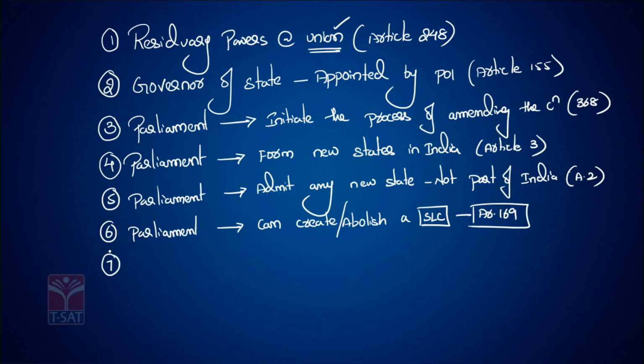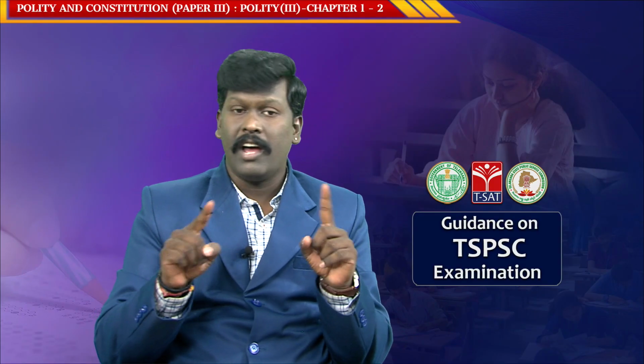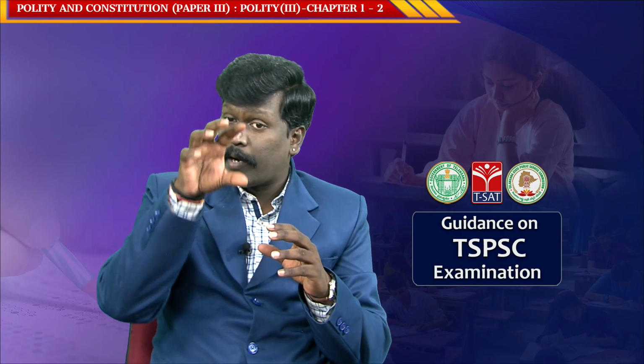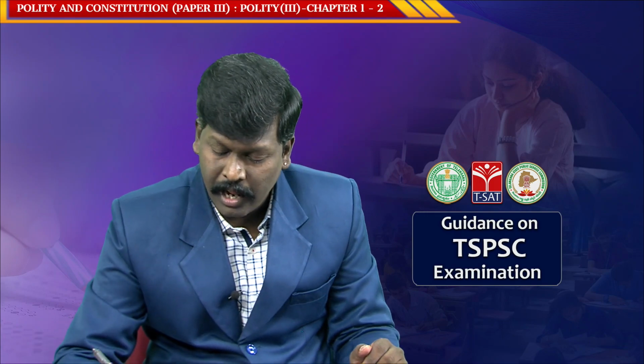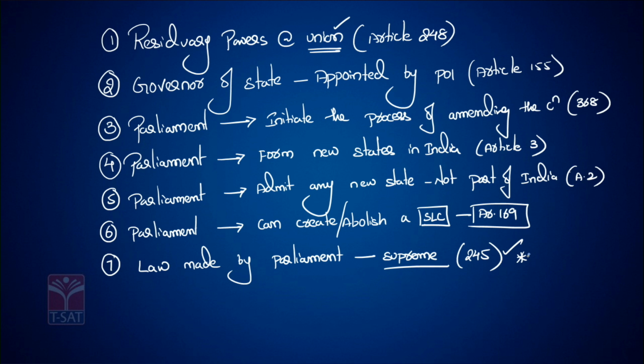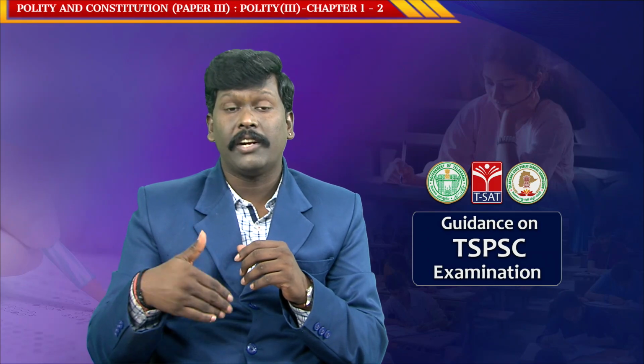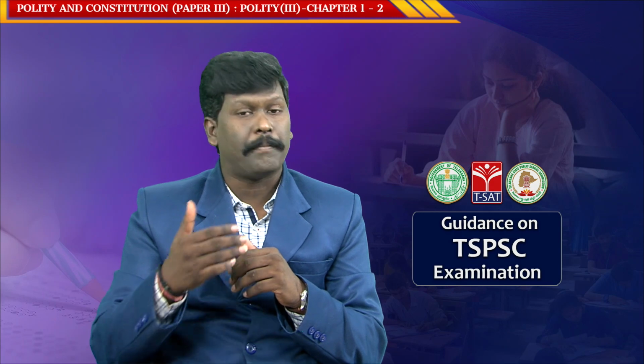Point number 7. Now, this is important again. For example, a law made by the Parliament is supreme compared to a law made by the state legislature. A Parliament law is applicable for the entire country, but the state legislature law is not applicable for the entire country. It is applicable for that particular state only. According to which article? According to Article 245 of the Constitution, which talks about the territorial jurisdiction, the territorial extent of the law, the limits of the law made by the Parliament are more.